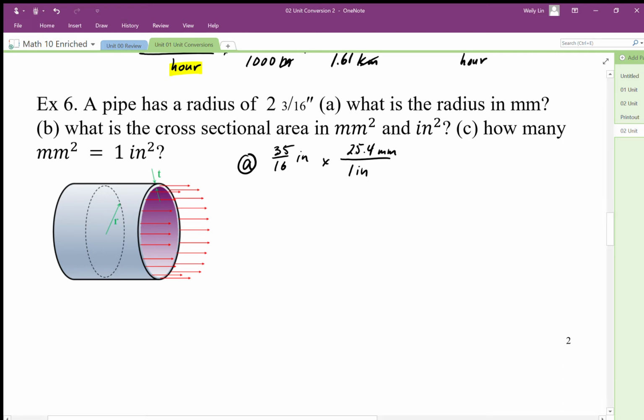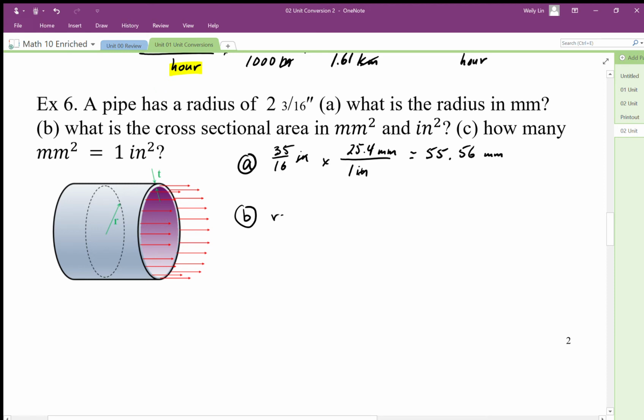So 1 centimeter is 2.54, so 1 inch is 25.4 millimeters. Inches cancel out. I multiply that together, so that works out to be, okay, so I get 25.4 times 35 divided by 16. I end up with 55.5625. So I'm just going to round that to 55.56 millimeters.